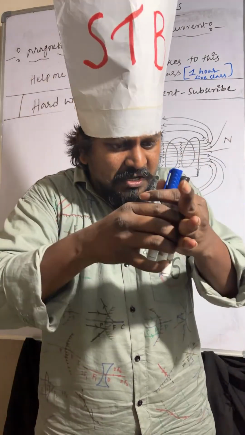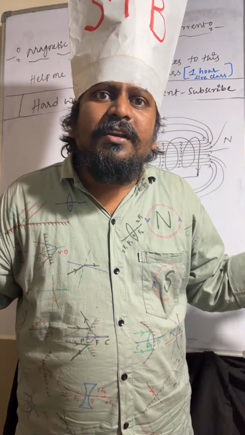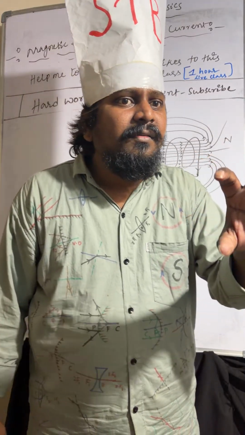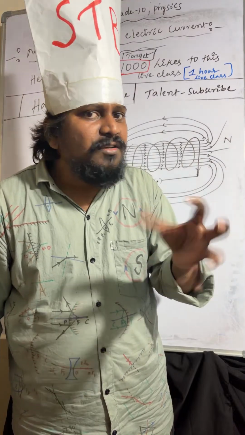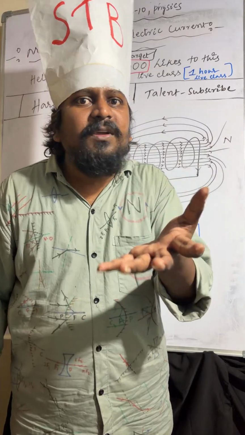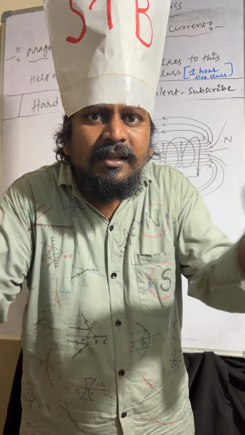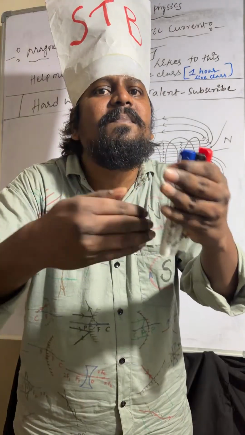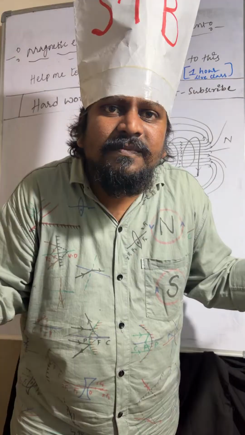If you remove the battery, solenoid will not behave. It does not act. It does not show the magnetic properties. Magnetic behavior it does not show. Only when you connect the battery, if you add a number of cells, magnetic field will be produced.